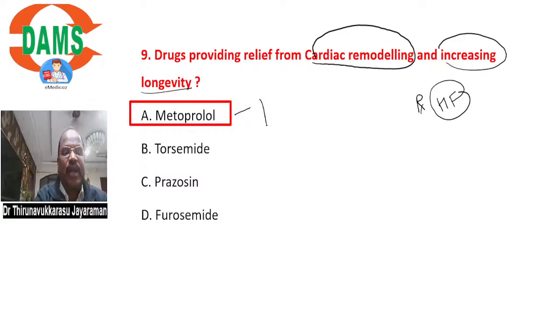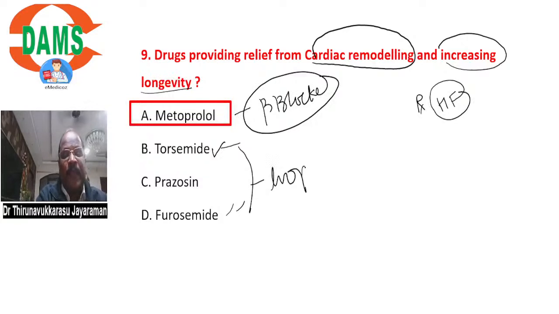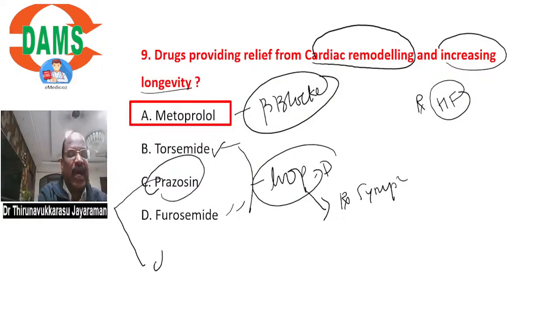Good. Beta blockers are disease modifying drugs useful for heart failure. Whereas torsemide and furosemide are loop diuretics, and loop diuretics are useful only for symptom relief. Prazosin, an alpha 1 blocker, can be tried but only for symptom relief. So my answer for this question is option A, metoprolol. So the key message is for treating heart failure.